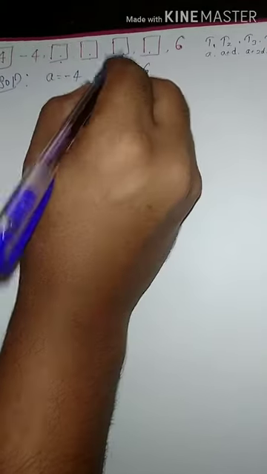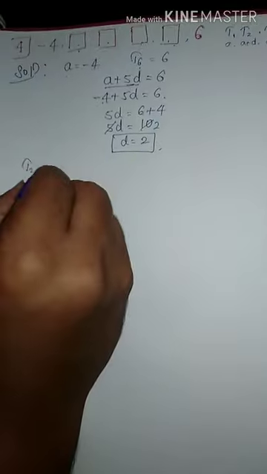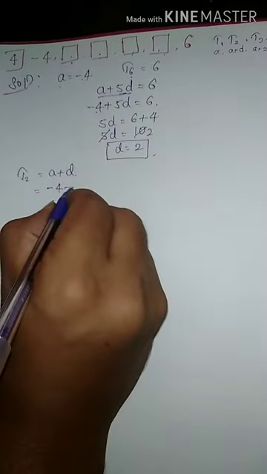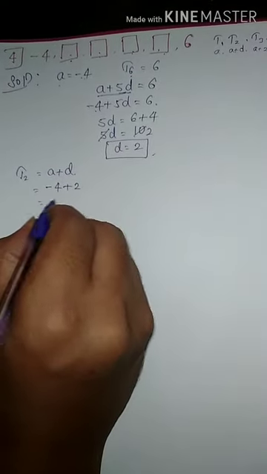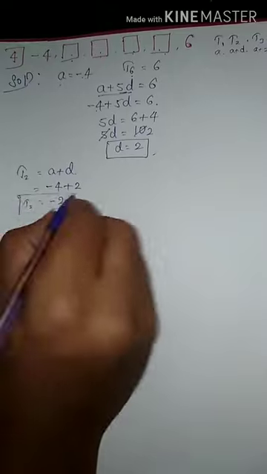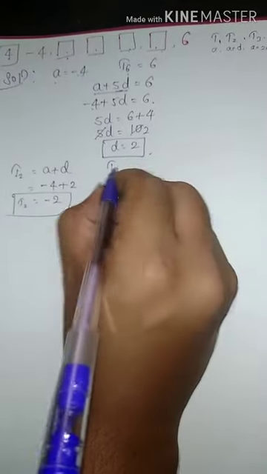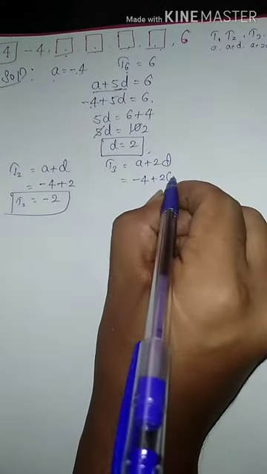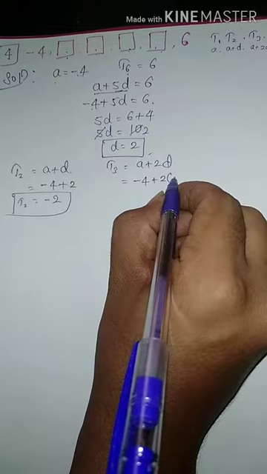Now we have to find the second term, third term, fourth term, and fifth term of the AP using a and d. Yes, t2 is equal to a plus d. a is given, a is equal to minus 4 plus d is 2. So t2 is minus 2. And next t3, a plus 2d. a is how much? Minus 4 plus 2 into d is 2.